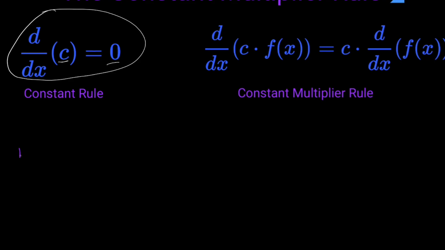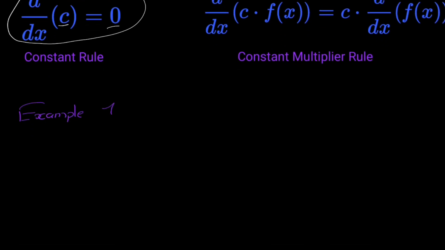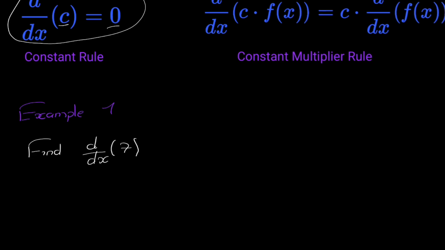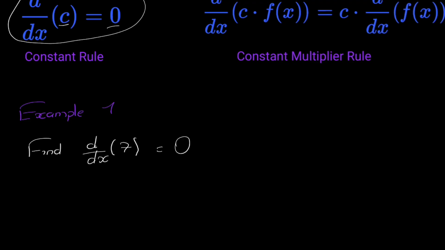Let's start with example 1. Find the derivative of 7. From our rule, we notice first of all that 7 here is a constant, and our rule says that the derivative of any constant is 0 no matter what the constant is. So we can conclude that the derivative of 7 gives us 0.